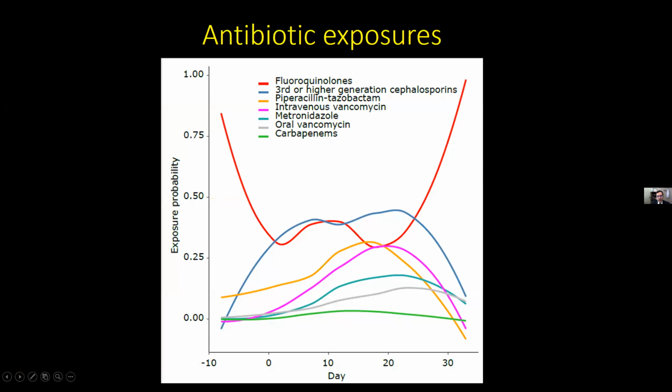So this shows the really insane antibiotic pressure that these patients experience. The probability of exposure to each class of antibiotic over time, aggregated among these patients, is shown here. You can see the curve for fluoroquinolone is on top because almost everyone starts with that. And then it quickly drops while the third or higher generation cephalosporins, like cefepime, curve goes up.